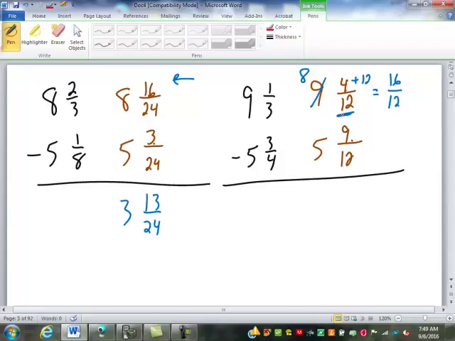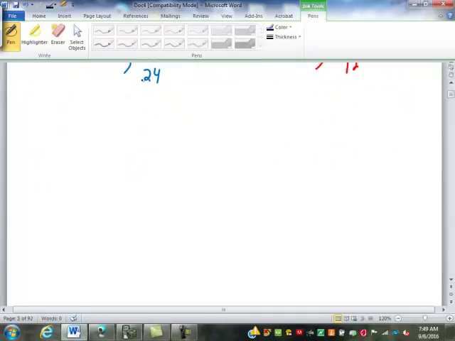It's just because we have to add, it's the denominator that tells us how much we've borrowed. So 16 minus 9 is 7 12ths. 8 minus 5 is 3. We're going to look at one more of those.